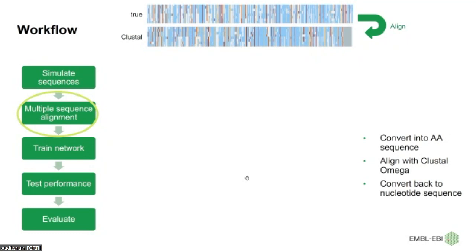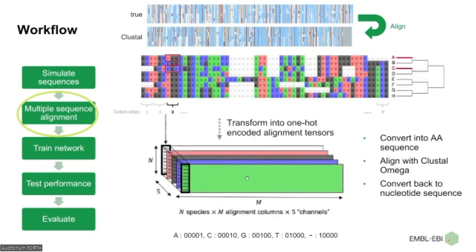And so we convert the simulated nucleotide sequences into amino acid sequences, align them using Clustal, and then convert back to nucleotide sequences. We do this to conserve the reading frame. Once we have simulated and aligned our sequences, we then transform them into a one-hot encoded tensor, so that each nucleotide or gap character has a binary representation.